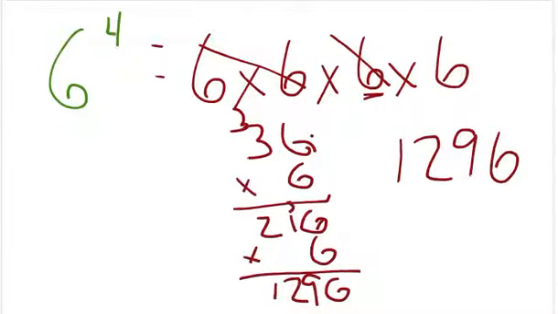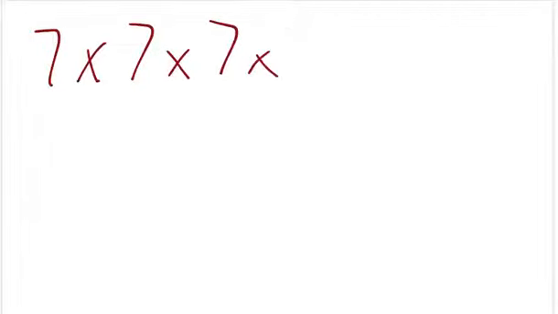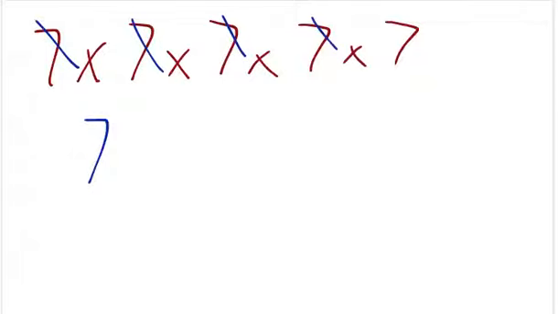Now, the last thing we're going to talk about is just how to go from expanded form and condense it. So if I see 7 times 7 times 7 times 7 times 7, I know that my base is what number? 7. Very good. Then all I need to do is count 1, 2, 3, 4, 5, and I know that that is 7 to the 5th.